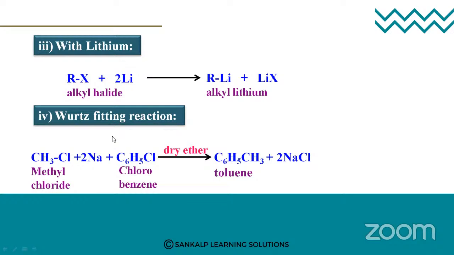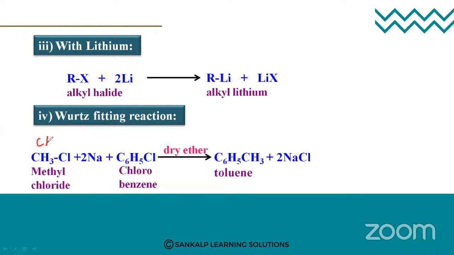So we are going to treat alkyl halide with sodium metal and 1 aryl halide in the presence of a solvent like dry ether, and you get toluene. So how is this reaction? I'll show you with structures.